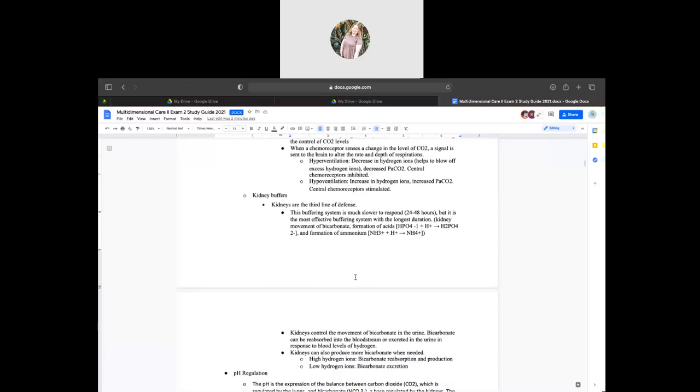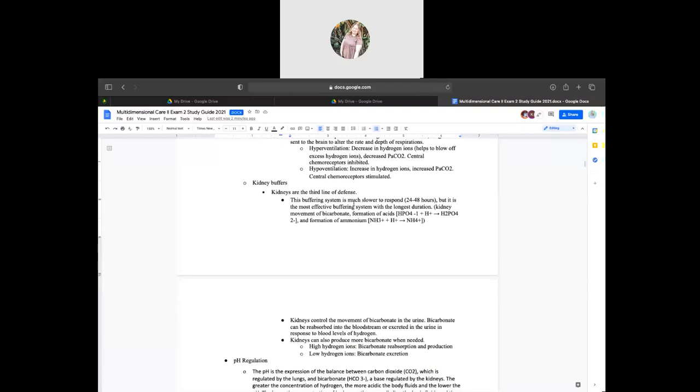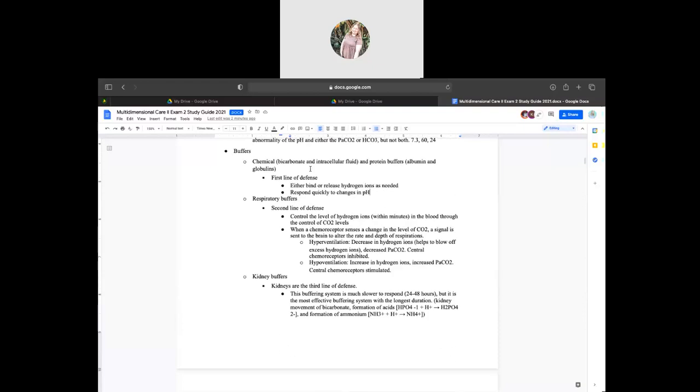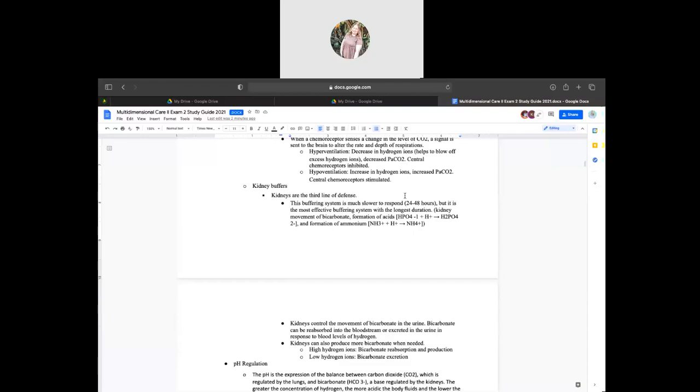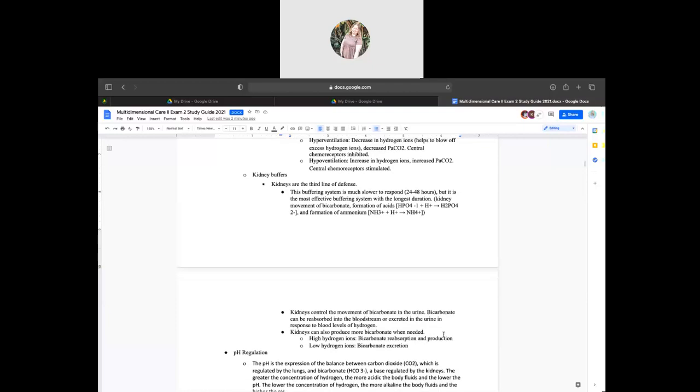The third line of defense is our kidneys. So the kidneys are much slower to respond. That's why you're going to often see changes in the respiratory system first before the kidneys. But it's most effective with the longest duration, so it's going to last longer. They're going to control the movement of bicarb into the urine, and the bicarb can either be reabsorbed or excreted. That's why it takes a little bit of a while, because the kidneys have to take in and take out a lot of things.